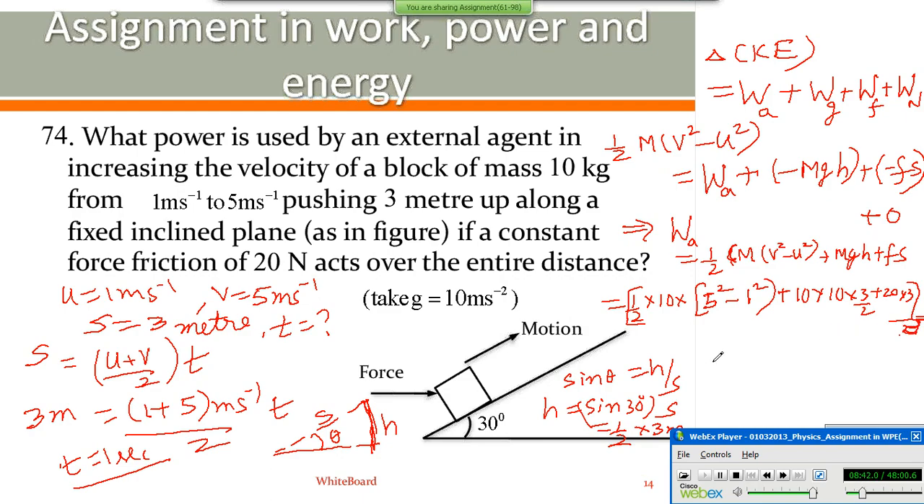Come on, try to simplify this yourself. Those who want to copy the solution of the problem can start writing it. So that will be 330 joules, the work done by the force applied by the agent.